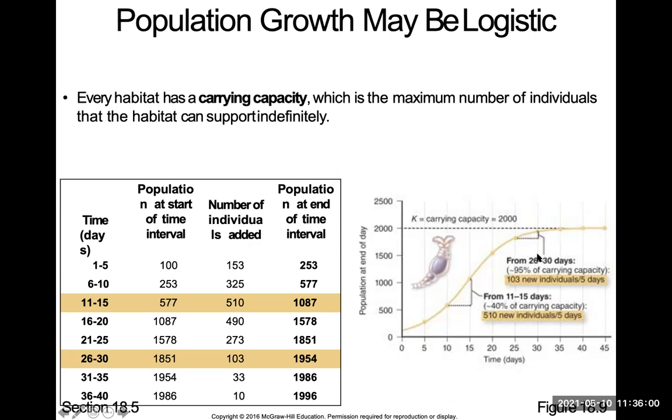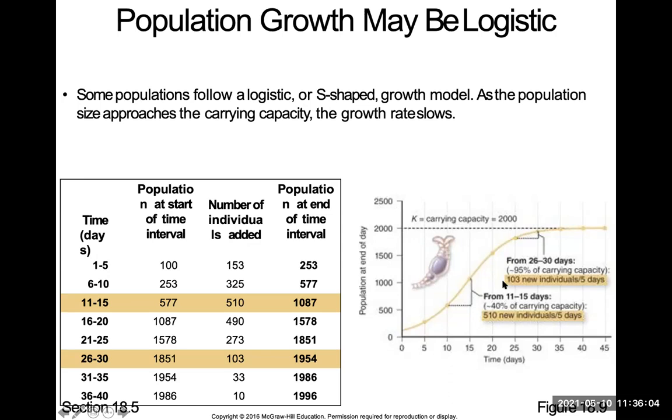So that's the logistic growth curve. And this is called an S-shaped curve. I don't know if I wrote that. Actually, yeah, I did. So some populations follow a logistic or S-shaped growth model. As the population size approaches the carrying capacity, the growth rate slows down, just slows down here.